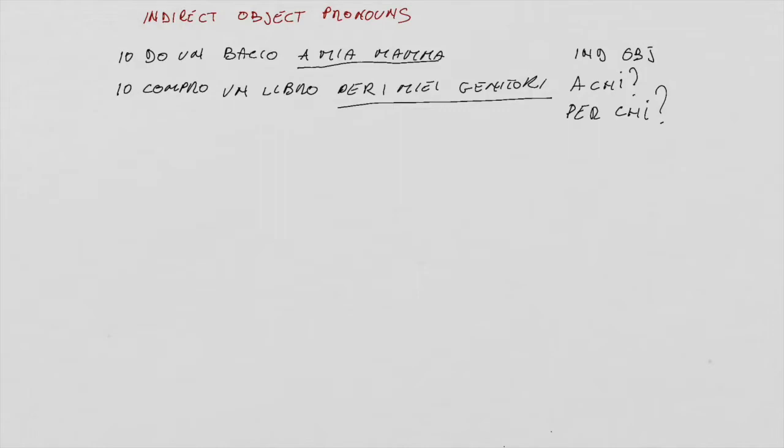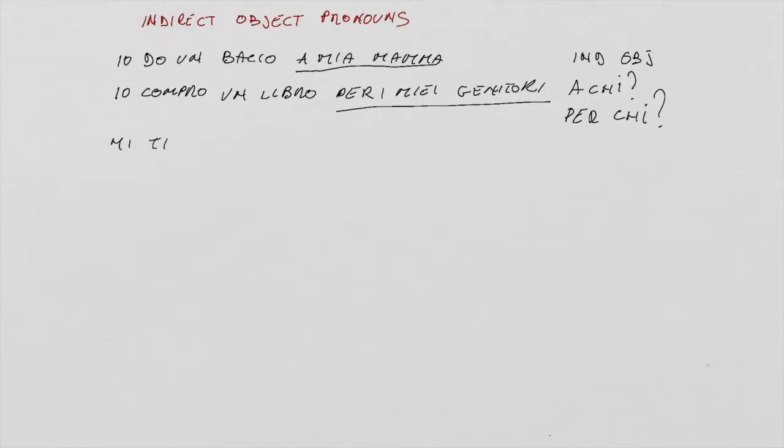And the indirect object pronouns replace the indirect object nouns when the context is clear and there is no possibility of confusion. You already know these pronouns and you know how to use them. In fact, they are the same ones you use with the verb piacere. Mi, ti, gli, le, ci, vi, and gli.